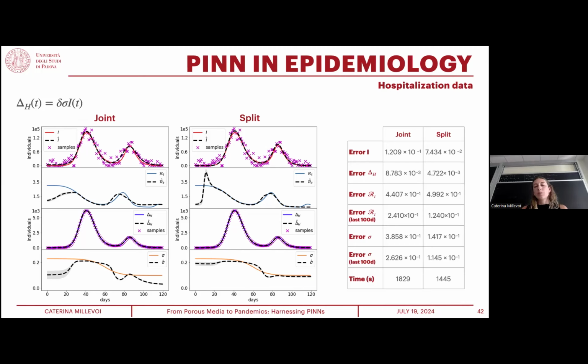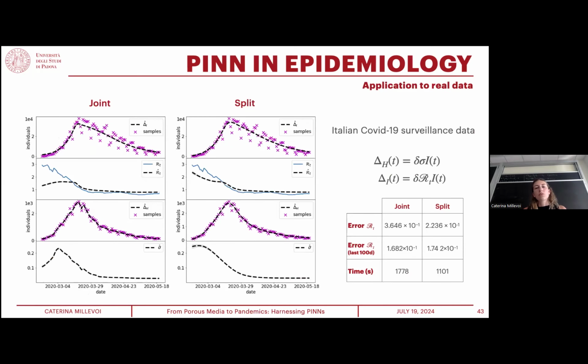And especially with the split approach, we have higher accuracy and a shorter training time. So the last application is the one to real data. We took the data from the Italian COVID-19 in the first 3 months of the pandemic in Italy, and we used the PINN model. The model is really simple, because it is a simple SIR compartmental model, right?